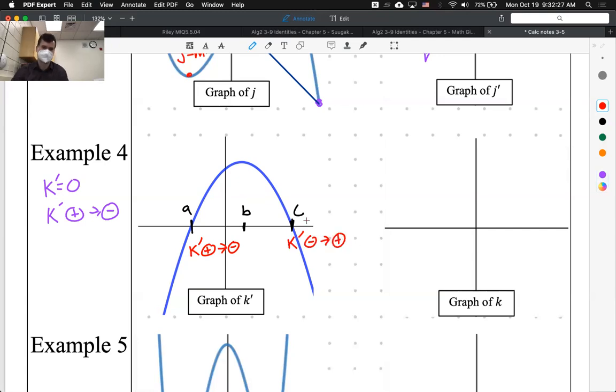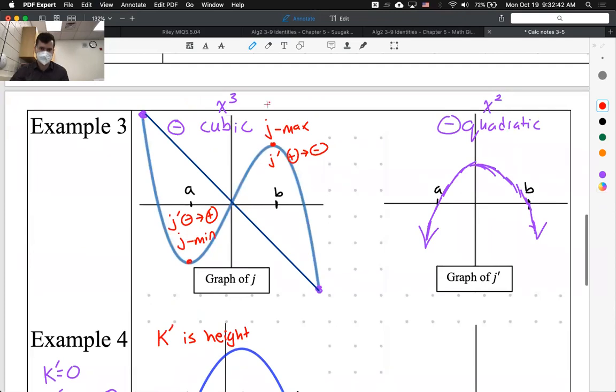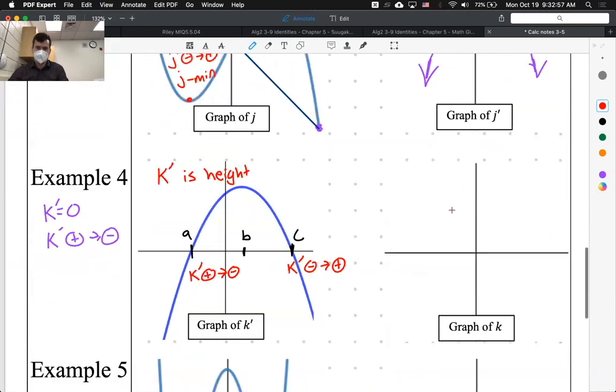I think just because it would help us to be less confusing, on a graph of K prime is height. We should label that. So K prime is height. I should have been doing that for all these previous problems, like example 3. I should have said J prime is slope. And on a graph of J prime is height. So on a graph of K, I'm still using the same definition. K prime is no longer height, Teflon, it's what? On a graph of K, what is K prime? K prime is slope.